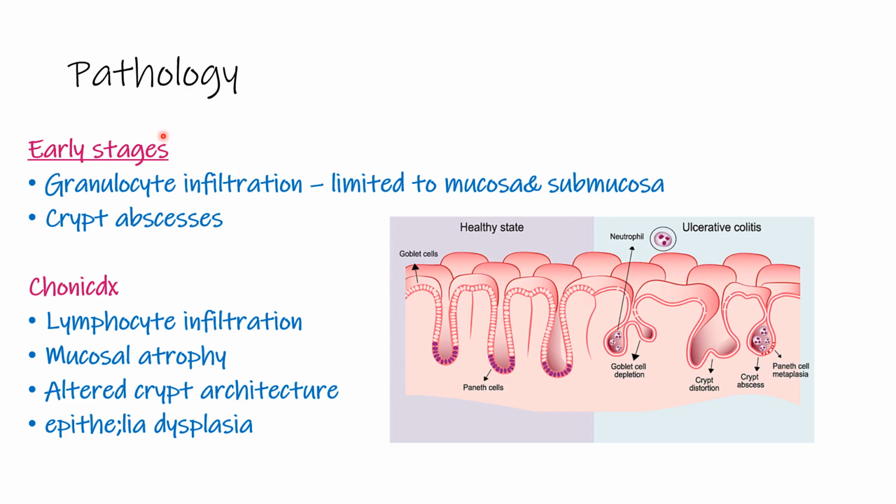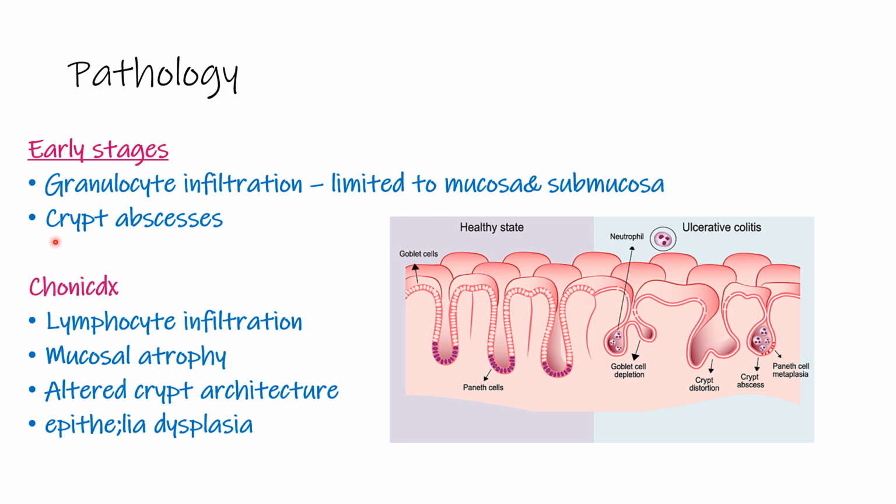So we have already talked about the endoscopy. Now, when you do endoscopy, you take a biopsy, and the biopsy obviously goes to pathology. In terms of pathology, you're going to see histology. If it's early disease, you're going to see granulocyte infiltration, that is neutrophils, limited to the mucosa and submucosa. Kindly note that ulcerative colitis is limited to the mucosa, unlike Crohn's disease, which is transmural.